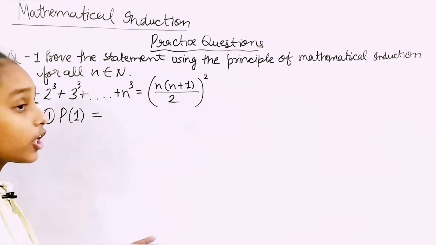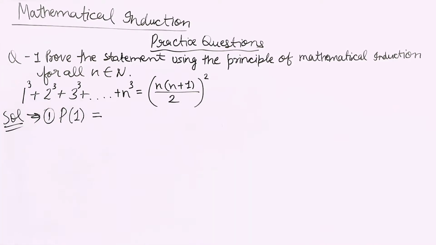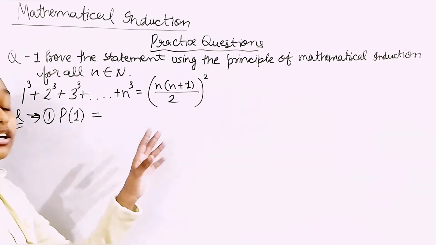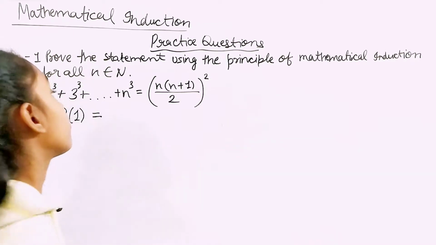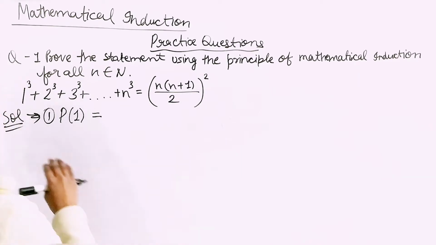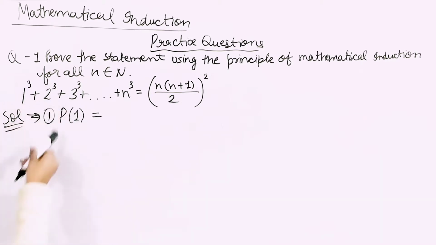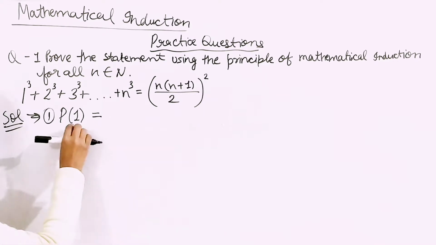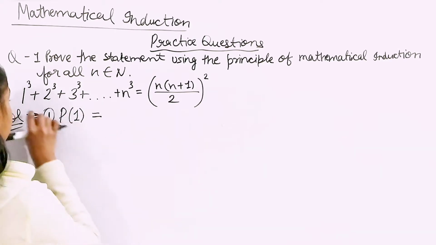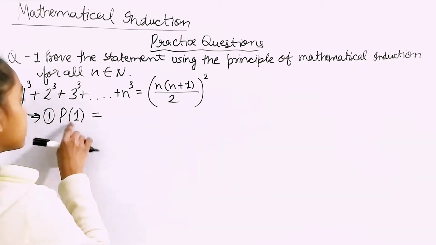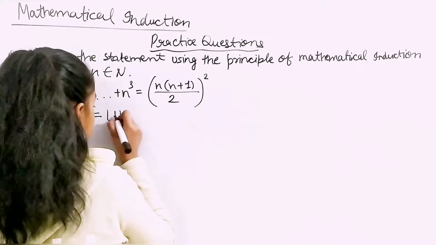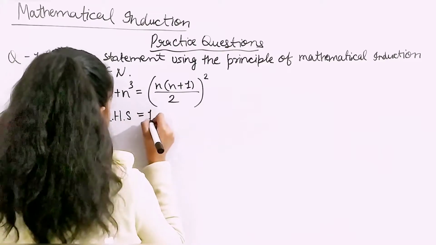First of all, let's leave this. One thing we have to focus on is the left hand side and the right hand side. What's the left hand side? The left hand side is 1 cube plus 2 cube plus 3 cube till n cube. We're not going to write all of these; we're just going to look at the value. The only value we have right now is for 1. So the LHS is 1.